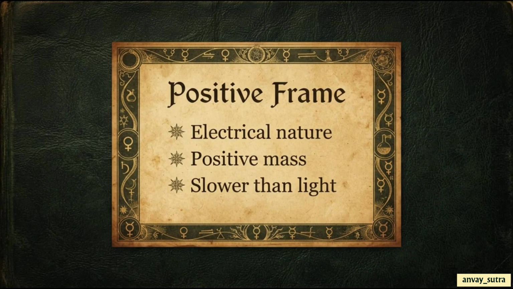So, the positive space/time frame. This is the universe we can easily see, touch, and measure every single day. Tiller explains that everyday physical substance manifests right here. Its properties are super familiar to us. It's electrical in nature. It has positive mass, meaning it has weight and takes up space. It travels slower than the speed of light, and it gives rise to the gravitational force that literally keeps our feet on the ground. This is the strictly physical realm prescribed to and utilized by standard allopathic medicine.